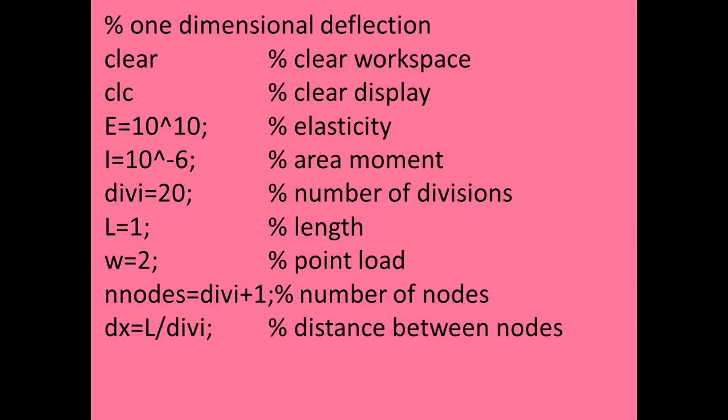This line gives you the length of each division, that is L divided by divi, which is going to be stored in h, because h is the symbol which we have used in the FDM formulation in the theoretical development. So we are using the same symbol h.